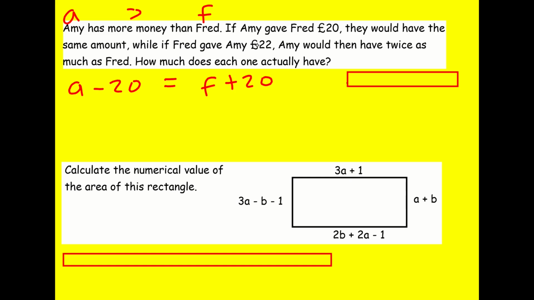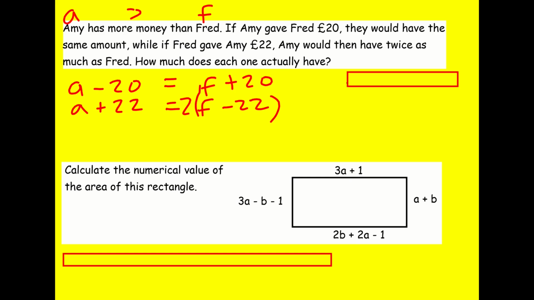If Fred gave Amy £22, so suddenly Amy gets £22 and Fred loses £22, then, sorry, I put the equal sign in already. Amy would have twice as much as Fred. So they're not actually equal. I would have to multiply what Fred has left by 2, and Amy will then have that amount. And that is, again, simultaneous equations. It's slightly different. We've got brackets, we've got numbers on both sides, but it's the same idea. We can then rearrange and solve. And I want you to have a go at doing that.